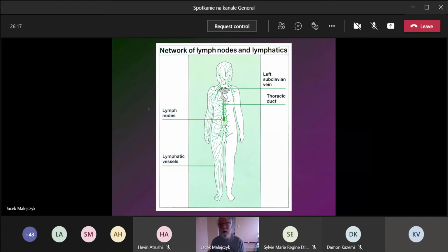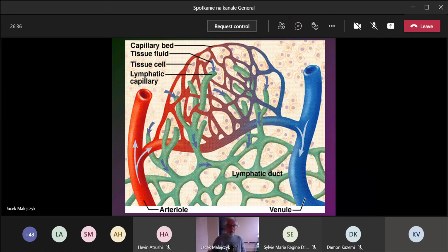The lymphoid system is composed of a network of lymph nodes and lymphatic vessels, which is illustrated here. As I mentioned before, it covers the whole body except the brain, the eye, and the muscular intestine. All other tissues are drained by the lymphatic system. The first important thing is where it begins. The beginning of the lymphatic system is the tissue fluid.